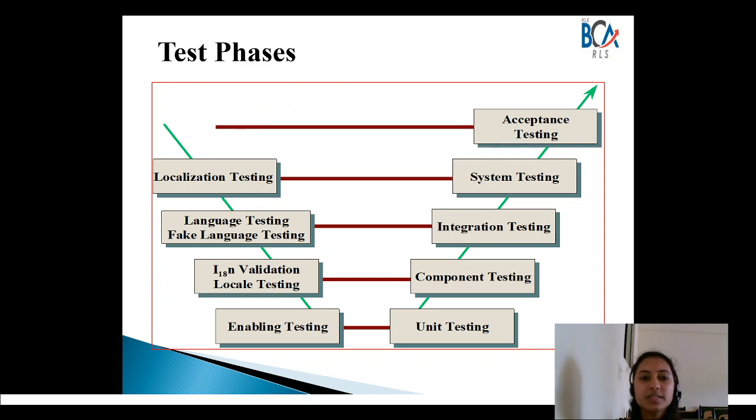For the testing phases, here you can see localization testing is done, and in parallel you are also accepting the requirements and continuing with the acceptance testing, and language testing using fake language testing, and you also perform the I18n validation and local testing, and enabling testing, which is also a part of unit testing. You also do component testing, integration testing, and system testing, and finally the acceptance testing is done.